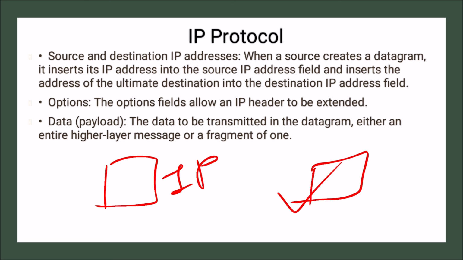The next field is options. The option fields allow an IP header to be extended. So whenever in future it is required, this option field will be used. And at the end, data. This is the data to be transmitted in the datagram, either an entire higher level message or a fragment of one. This is the data portion.